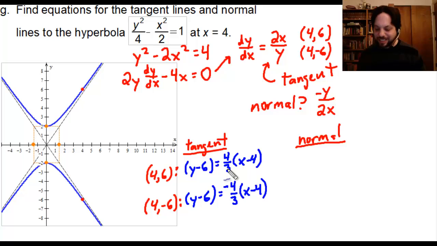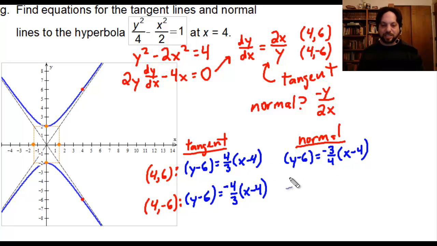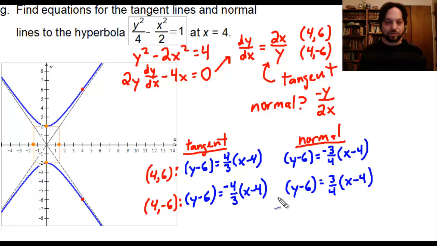At 4, 6, what we should get for our normal line will be y minus 6. And of course, if we plug our x and y in here, what we should get is negative 3/4 times x minus 4. And certainly those are opposite reciprocal slopes. So these lines are certainly perpendicular. My normal line to the lower point, the 4, -6, is simply going to be y minus 6 equals positive 3/4 times x minus 4. And again, those are opposite reciprocals, so that does work.